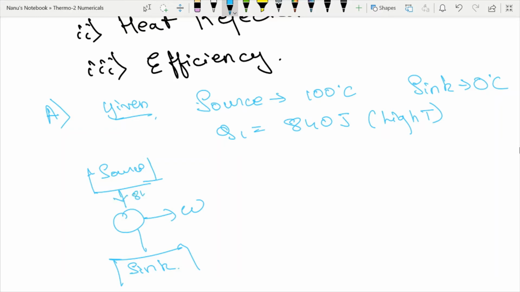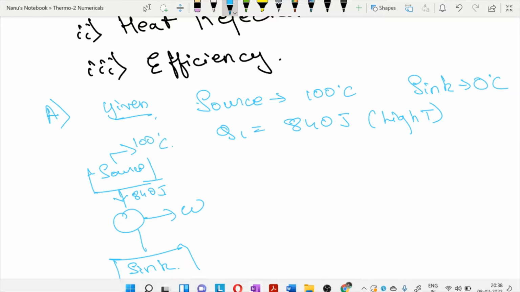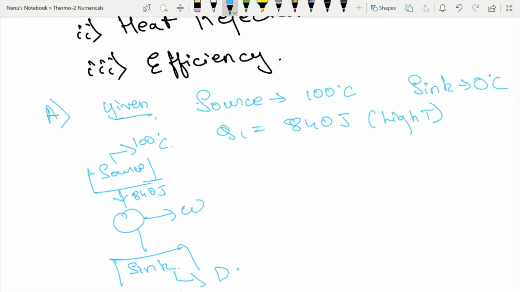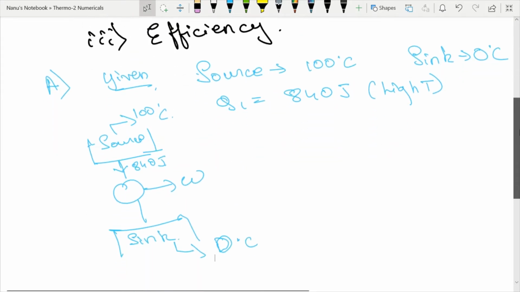So this 840 joules is coming in. And the source temperature is how much? 100 degrees Celsius. So we can convert this to Kelvin also. If we calculate the difference of two temperatures, no need to convert to Kelvin. It's the same in Celsius and Kelvin. The difference is the same. Okay. Otherwise, you can also convert to Kelvin if you want. So first we have to find the work, as they have said, right? The work done. Okay. So let us use this formula of efficiency.